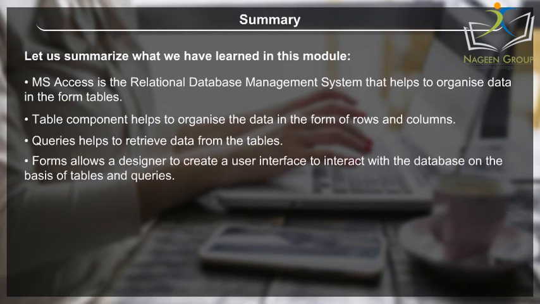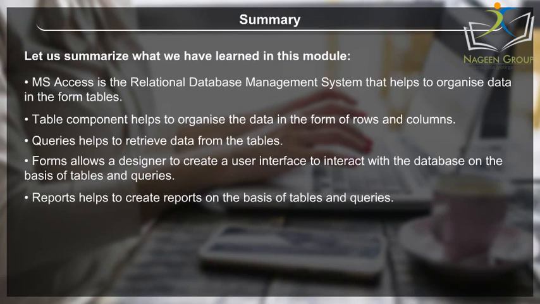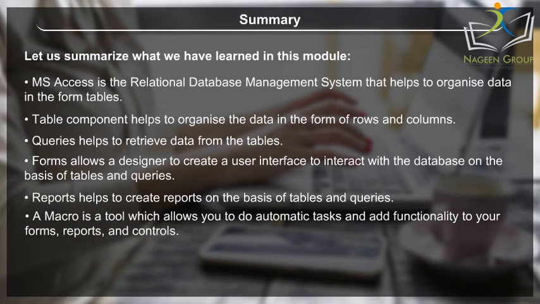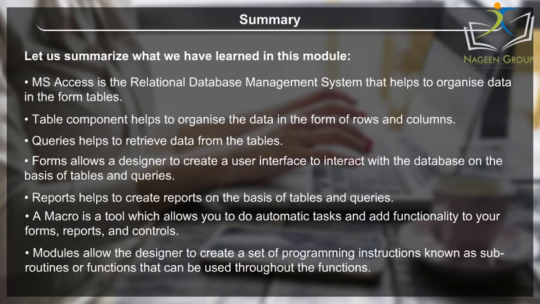Forms allow a designer to create a user interface to interact with the database on the basis of tables and queries. Report helps to create reports on the basis of tables and queries. A macro is a tool which allows you to do automatic tasks and add functionality to your forms, reports, and controls. Modules allow the designer to create a set of programming instructions known as subroutines or functions that can be used throughout the functions.